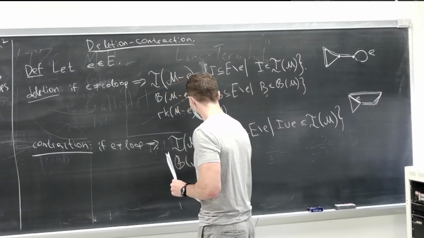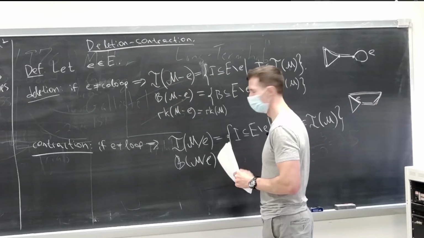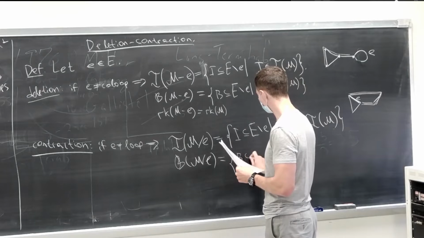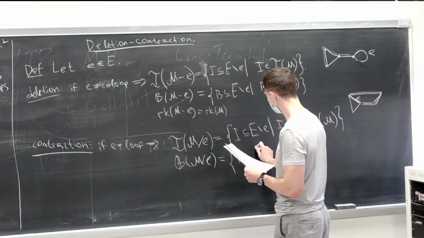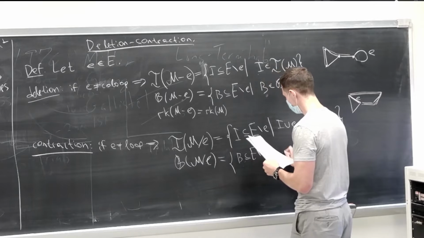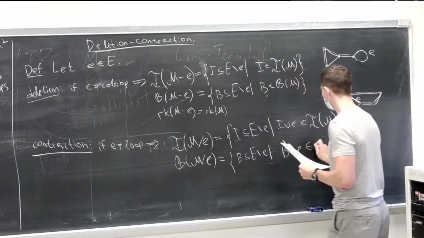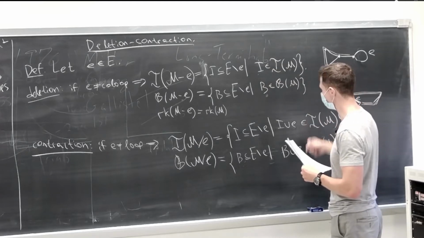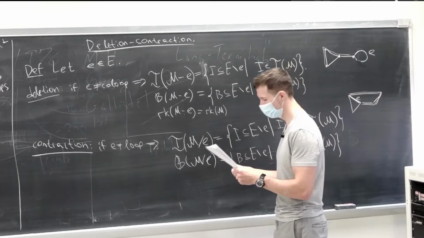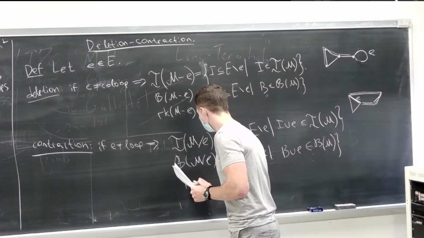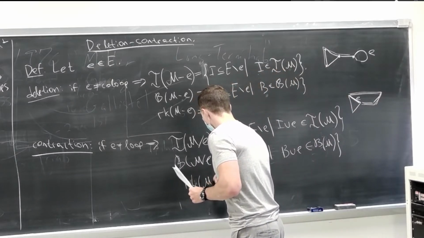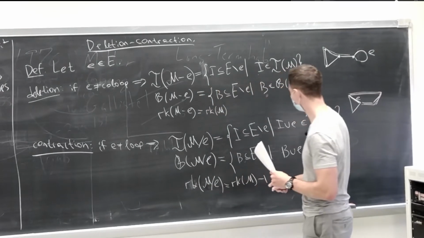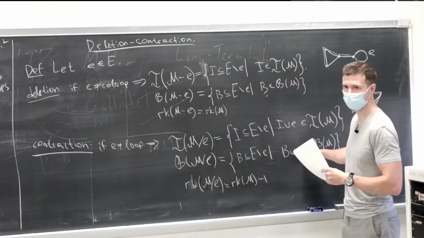What are the bases of this matroid, by the way? Same thing. B subset E minus E such that B union E is a basis. It's very easy to go between bases and independent sets. You just take maximal by inclusion elements. So in particular, the rank of M contract E is the rank of M minus 1, because you remove one element from each base.